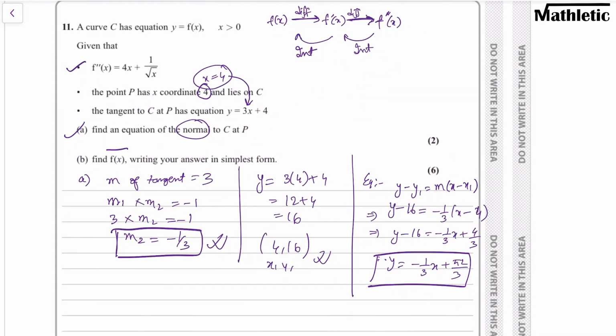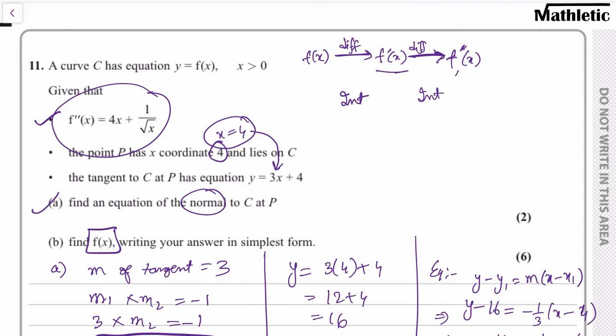Next, for part B, we need to find the equation of f of x. When you integrate f double prime, you get f prime, and then when you integrate f prime, you will get the original equation f of x. So let me start with this equation first.